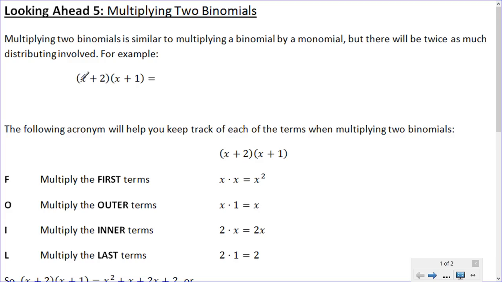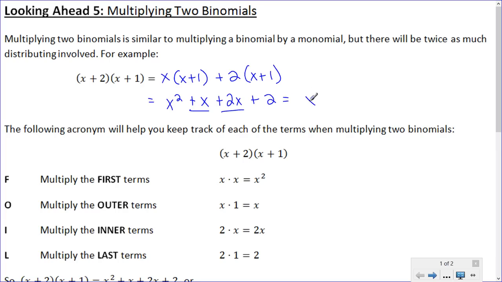So for example, I could first multiply x times x plus 1, and then I would multiply 2 times x plus 1. To multiply these, we know this is a monomial times a binomial, so we just distribute. That would be x squared plus x plus, and then distribute the 2, 2x plus 2. And then of course these two are like terms, so we could combine those to get x squared plus 3x plus 2.